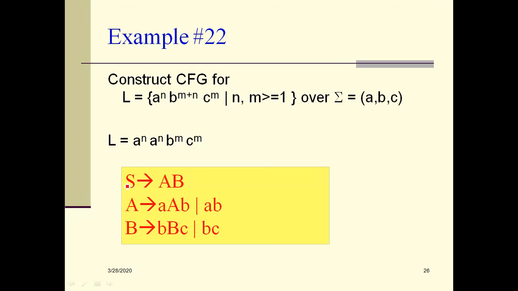Now consider this, which is again of the same type. So again you just rewrite this in this format. B raised to power n, A raised to power n, B raised to power m, and C raised to power n. So first we write an equal number of A and B concatenated by an equal number of B and C. So here we have A which will generate an equal number of A and B, and then we have B which generates an equal number of B and C, right?